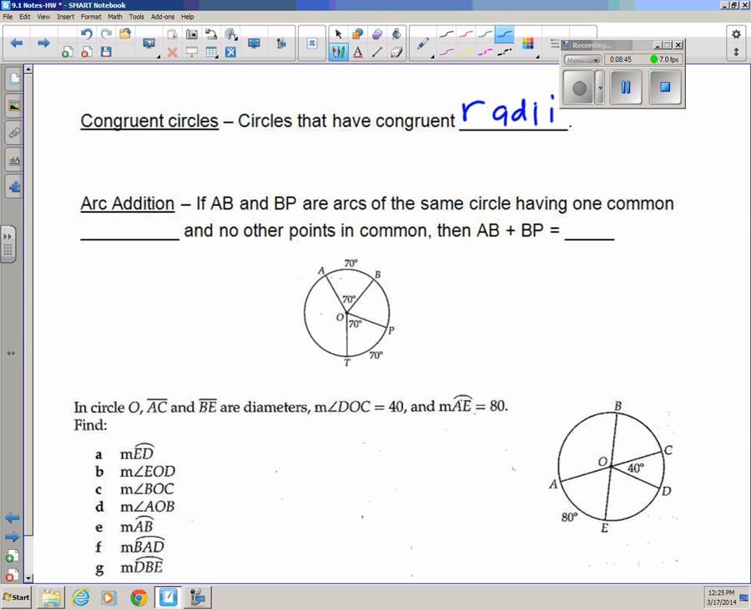Arc addition is something we have done with angle addition and segment addition. If we wanted to take arc AB, which is this one, and then take arc BP, as long as they have one common endpoint, which would be B in this case, then we can add them together, and that becomes the bigger arc AP. Okay, that's all you need to be able to do.